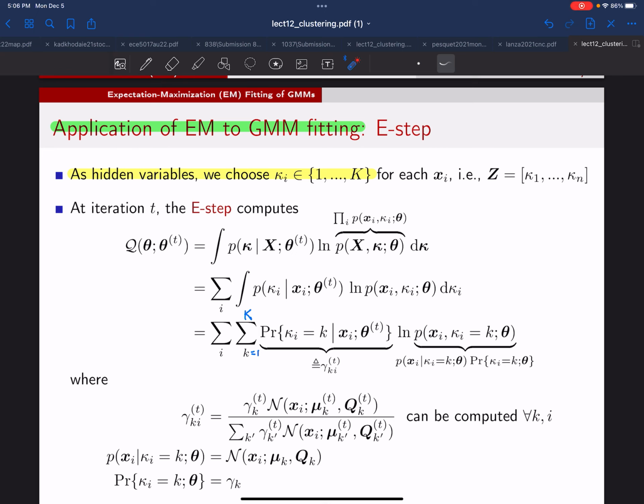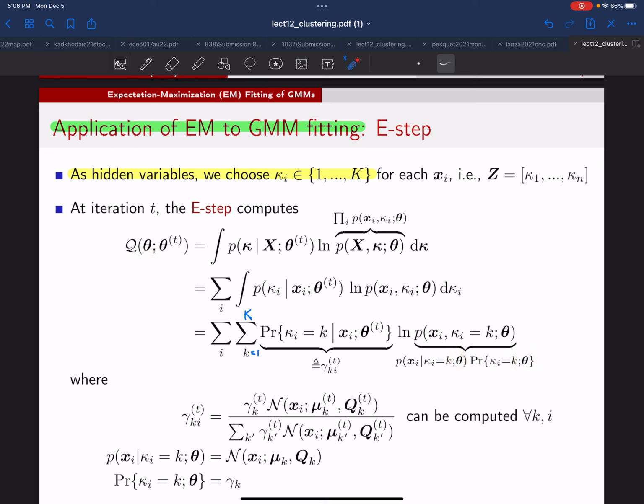And these are things that we know. This is just a multivariate Gaussian. This is just our gamma_k. And now again, I want to emphasize the difference between theta^t and theta. So theta^t are numbers, or quantities that we've already computed, whereas these are free variables that we want to use when we do the optimization in the M step.